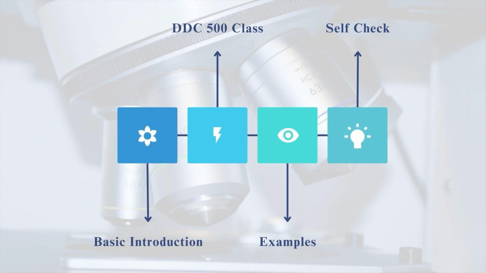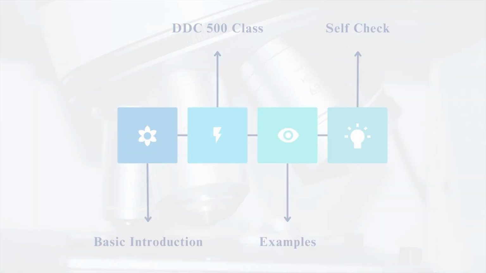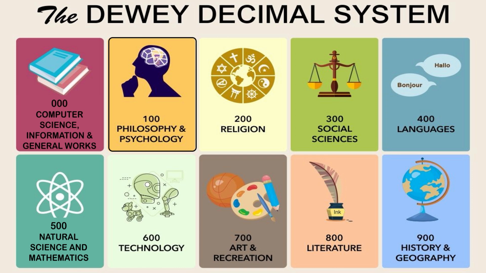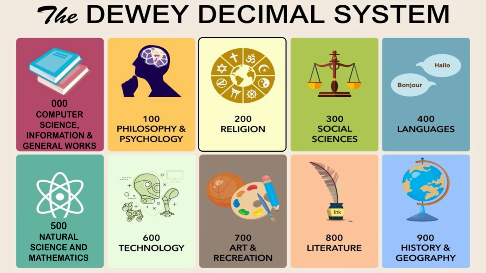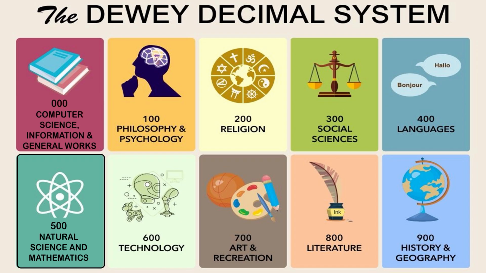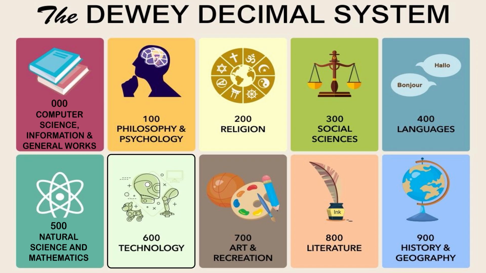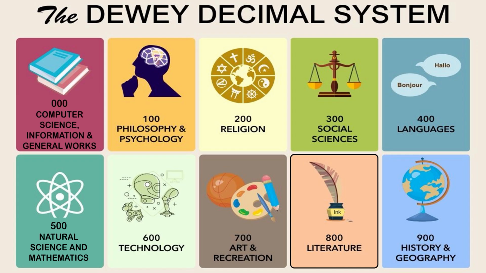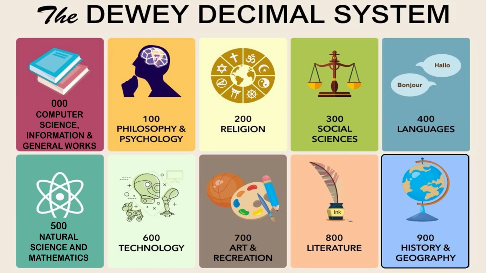You know that Melville Dewey has divided the entire universe of knowledge into 10 main classes. These are 000, that is computer science, information and general works. 100 is for philosophy and psychology. 200 is for religion. 300 social sciences. 400 languages. 500 natural science and mathematics. 600 technology or applied science. 700 art and recreation. 800 literature, and finally 900 is for history and geography.